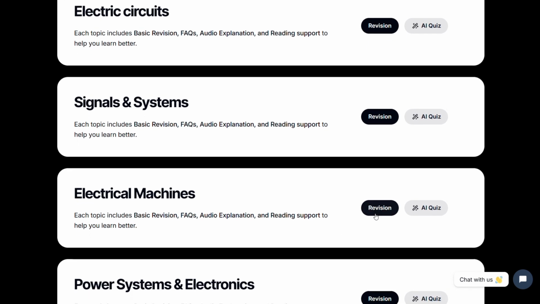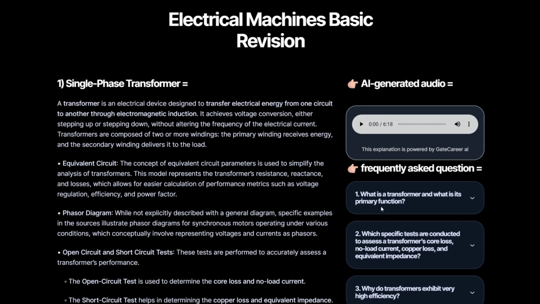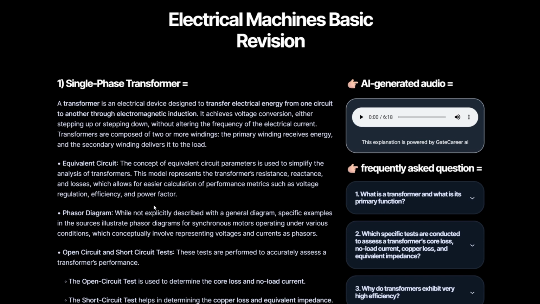For example, click Electrical Machines. This opens a topic page with all basic concepts and short explanations. On the right side, you'll see the AI audio panel. Simply click the play button and the page will be read aloud.